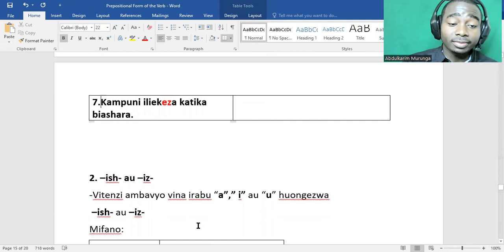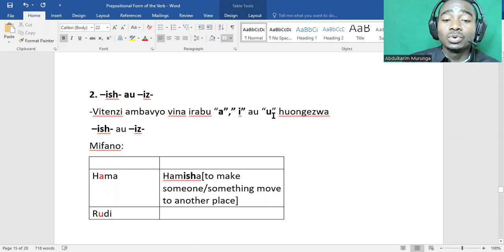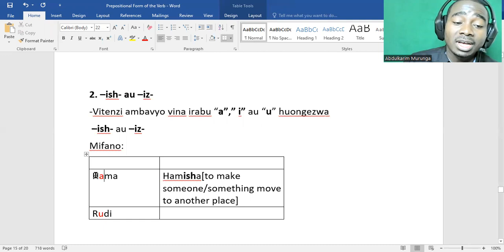The second category are the ones where we add ish or is. Let's see. If it has a, e, or u in the second last syllable, we have to add this ish or is. So this is the last syllable, but this is the second last syllable. The vowel in the second last syllable is a, as we can see in this list here. So we have to add this ish or is.